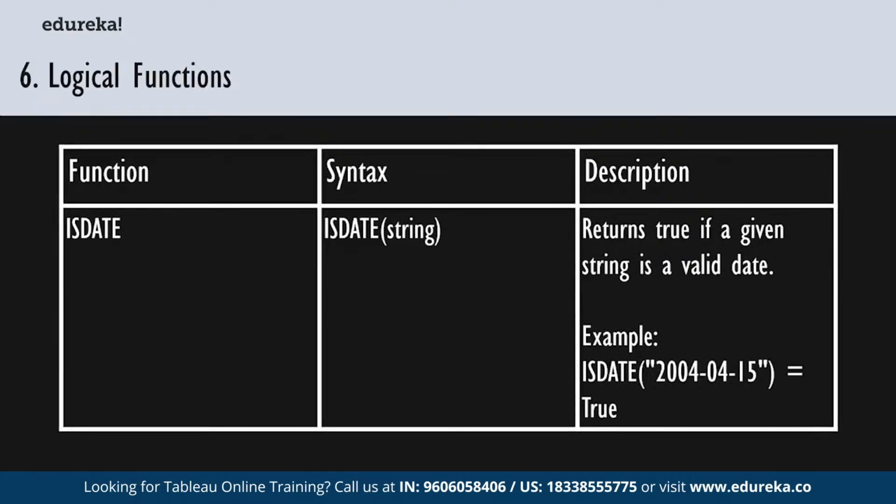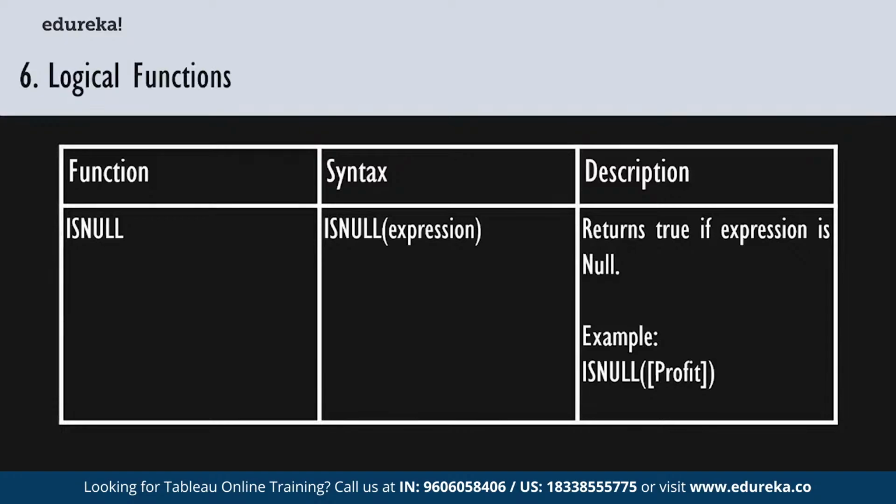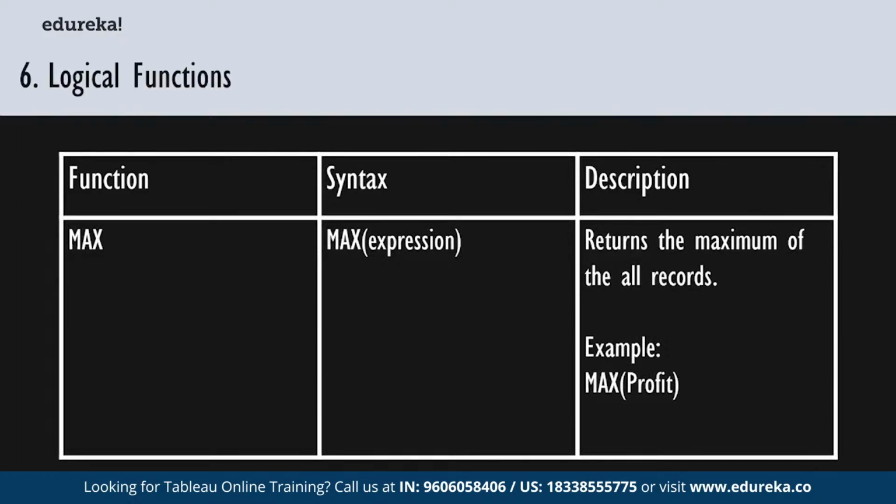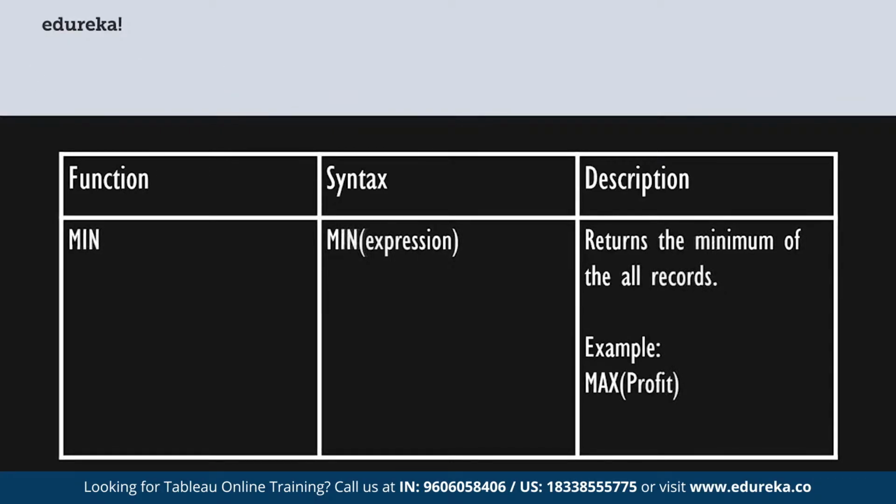Next we have isDate, which returns true if a given string is a valid date. It's no big deal. Then we have isNull, which returns true if the expression does not contain valid data, which is if your expression is null. Then we have max, which we have discussed many times before. It returns the maximum of all the records or the maximum of 2 expressions for each record. Then we have min, which does just the opposite. It returns the minimum of all records or the minimum of 2 expressions.